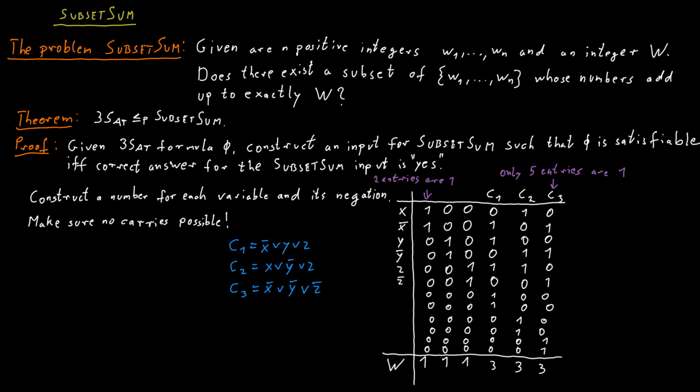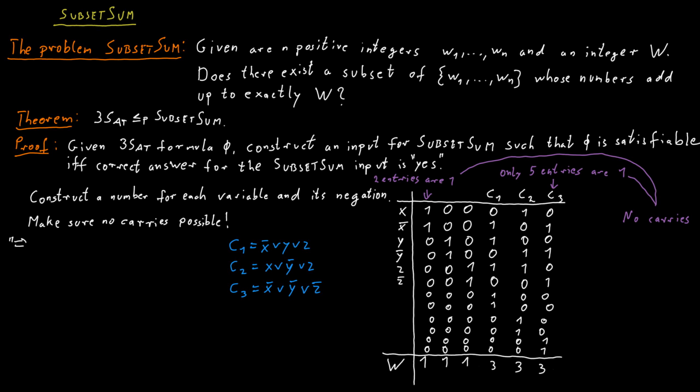This is because we are talking about 3-satisfiability. So we know that each clause only contains up to 3 literals. And then we have, in addition to that, 2 dummy numbers. So in total, we can get to a value of up to 5. But still, we don't reach 10, so there is no carryover here. So let's quickly check that this reduction really works.